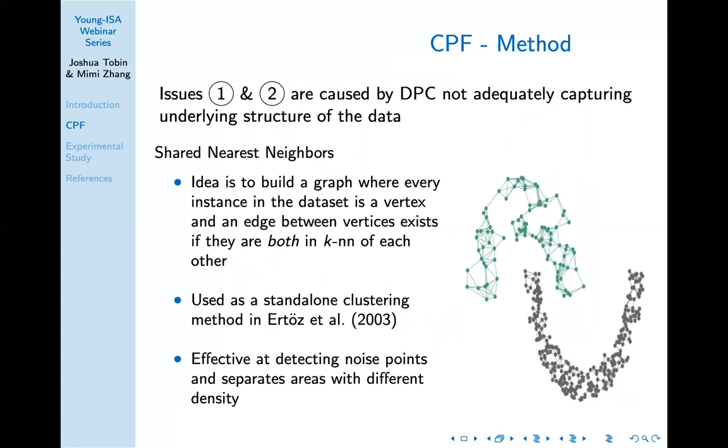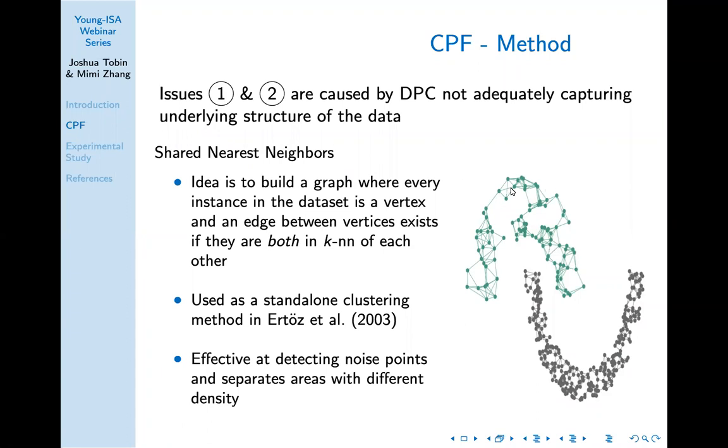To tackle the first two issues, the density-based problems, what we try to do is better capture the underlying structure of the data. We see that when the data contains clusters with different densities, the decision graph and the assignment process struggle. So we use shared nearest neighbor graphs to determine areas in the data which should be considered separate.